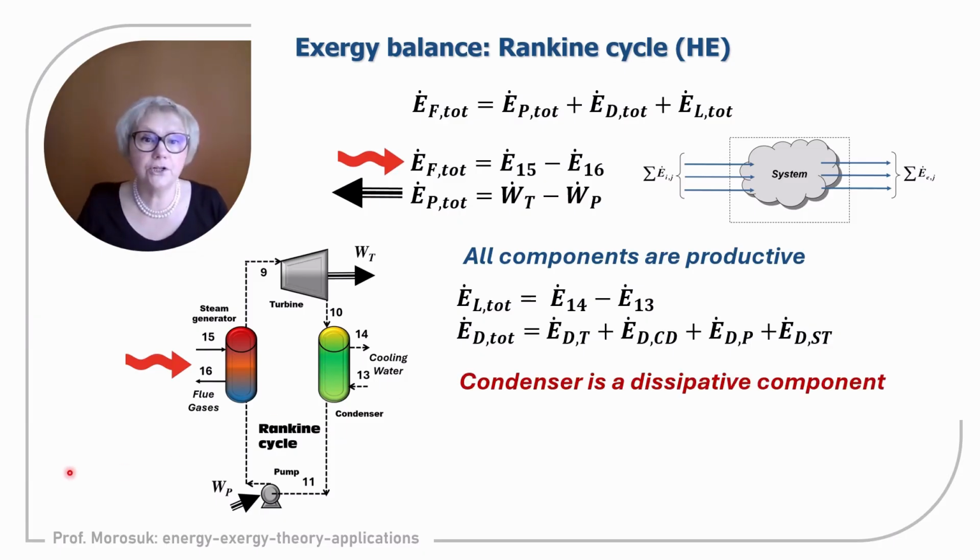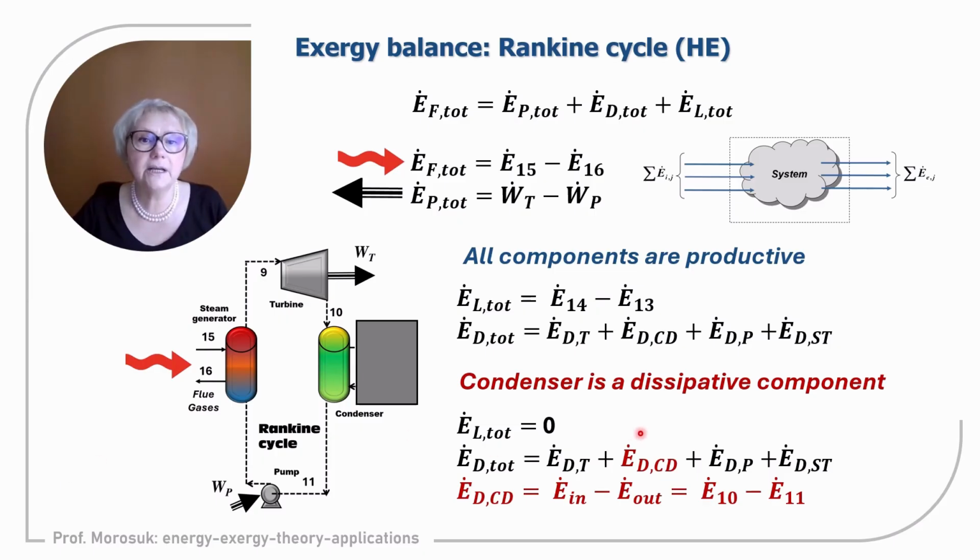Similar to the refrigeration machine, we can say that the condenser is a dissipative component, then streams 13 and 14 will be removed from the simulation and from the analysis. Absolutely the same situation as we just discussed for the refrigeration machine. And we have the equation that exergy losses of the overall system is zero, and exergy losses of the system are charged to the term of exergy destruction within the condenser. The condenser is a dissipative component, exergy in minus exergy out, and we are done with the exergetic analysis of the Rankine cycle under these assumptions.